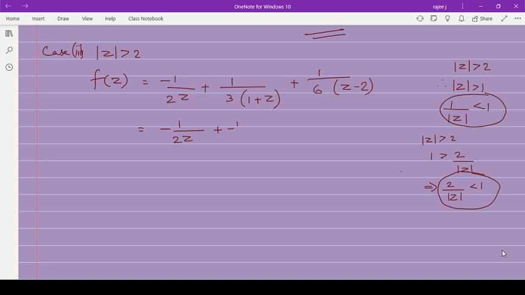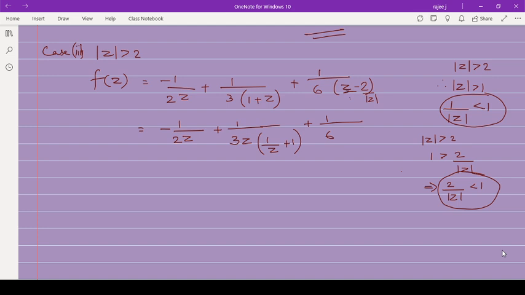So we need to adjust this in that way. Here, 1 by 3 into what should come there? 1 by z should come, which means we need to take z outside. Both terms you have to divide by z. So this is 1 by z plus 1. Understood? Plus here 1 by 6 into z minus 2 comes here. We need to make it 2 by z, so here z will come, which means you need to divide both terms by z.